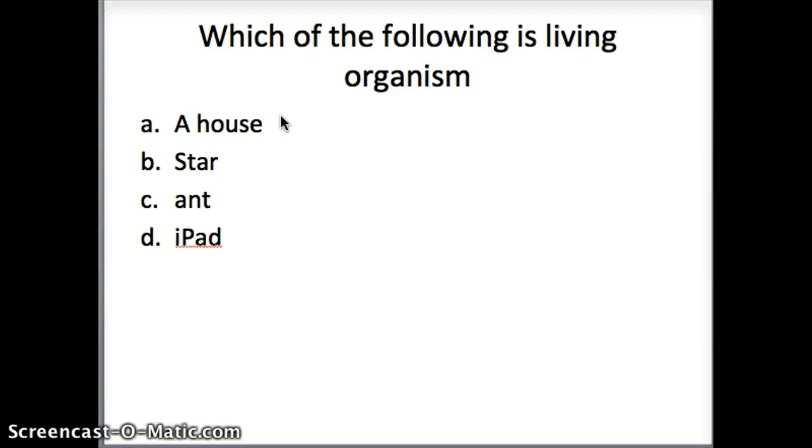Star. Stars do grow. Stars do use energy. But stars are not made out of cells. They do not reproduce and they do not evolve. They change, but they don't evolve in the same way that organisms evolve. Looking at C, ants. Ants are alive. They respond to their environment. They reproduce. They grow. They evolve. Ants possess all the characteristics of life. Ants are a living thing. iPads. They use energy. That's why you have to charge them. We know this. But iPads can't reproduce, and they're not made out of cells. They're not a living thing.